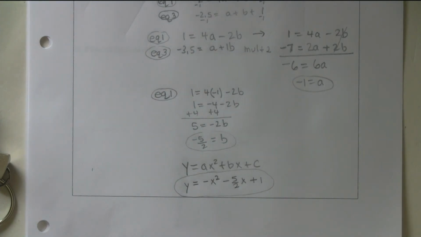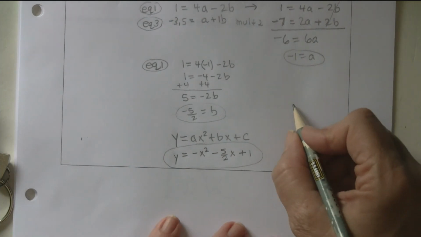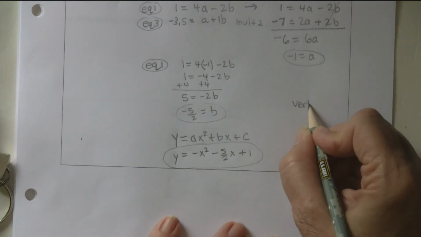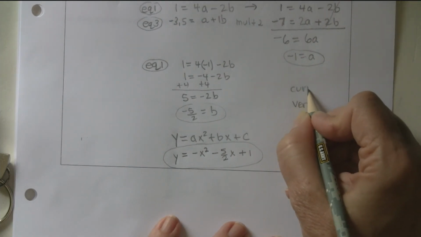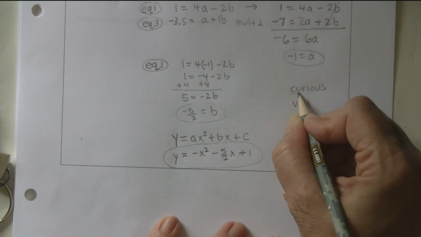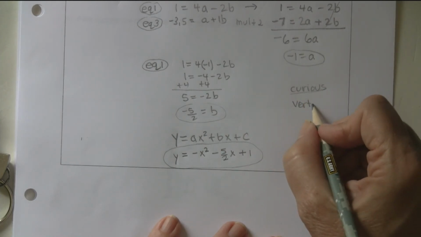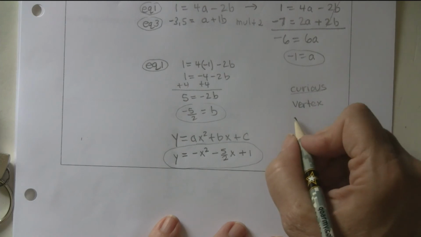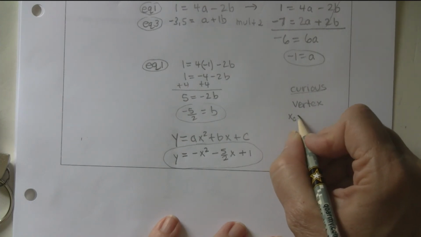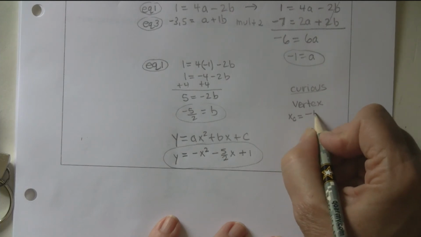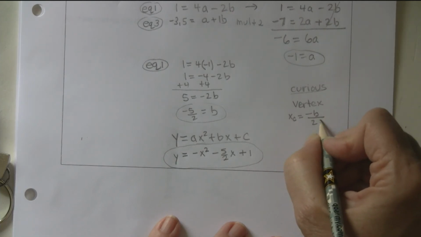I don't want to do that because I'm feeling lazy. And so the shortcut for finding the vertex, just because I'm curious, not because they asked me to find it, right? The x-coordinate of the vertex, I'm going to put xc. The x-coordinate of the vertex is given by negative b over 2a.